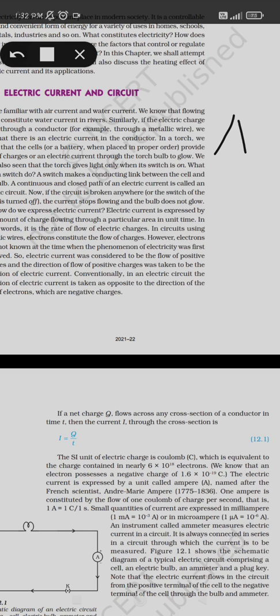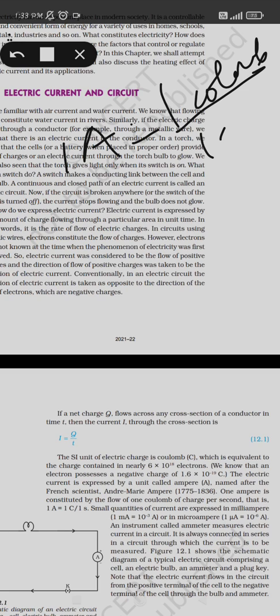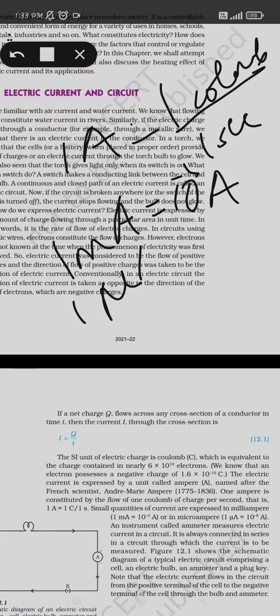The current was first expressed by the unit ampere, given by a French scientist whose name was Andre Marie Ampere. That's why it was named ampere. So ampere can be given as the flow of 1 coulomb per second. That is, 1 coulomb in 1 second will be 1 ampere. If you talk about 1 milliampere, then it is 10 to the power minus 3 of an ampere, and 1 microampere is 10 to the power minus 6 of an ampere.